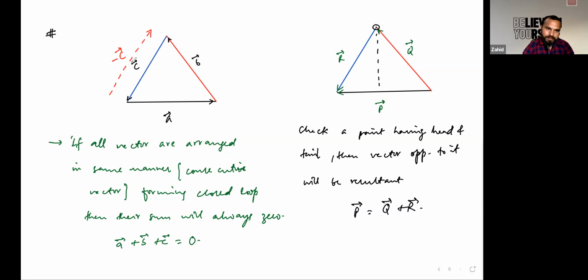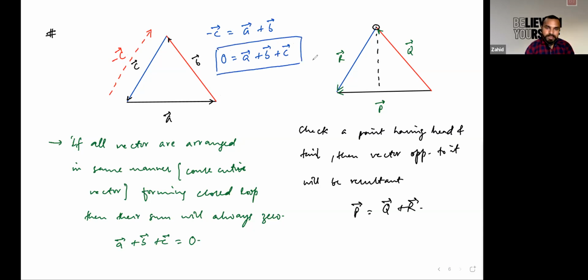Now just neglect this and define A, B, and minus C. In these three vectors, this is a point which is having a head-tail combination. So opposite to this will be termed as resultant. So you will say minus C will act as a resultant of A and B. So it will be A plus B. Now move this minus sign to the other side. You will get 0 is equal to A plus B plus C.